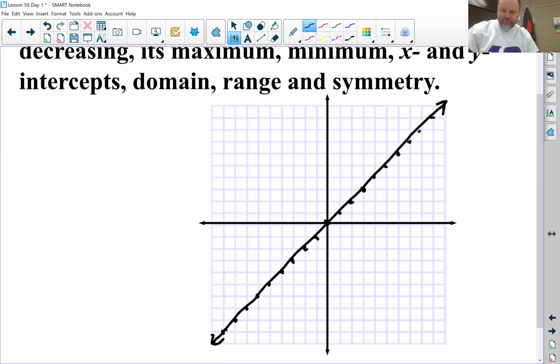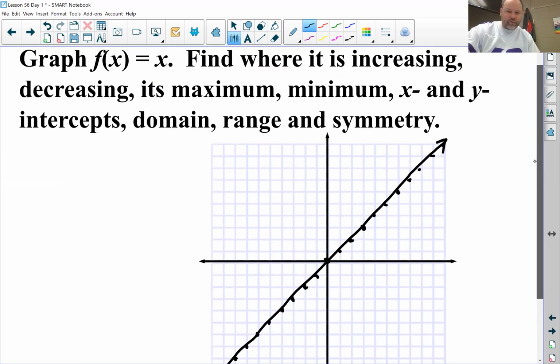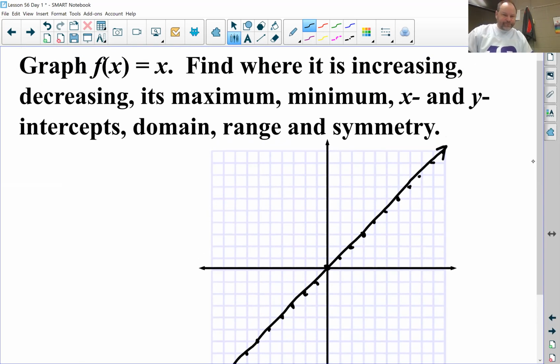If you do not have graph paper at home, you certainly can just sketch it on your notebook paper. That's not a big deal. But then we need to answer some of these questions. So, where is this function increasing? And I'll let you tell me, and then I'll laugh at you. No, and then we'll write down what the interval is for increasing for this function.